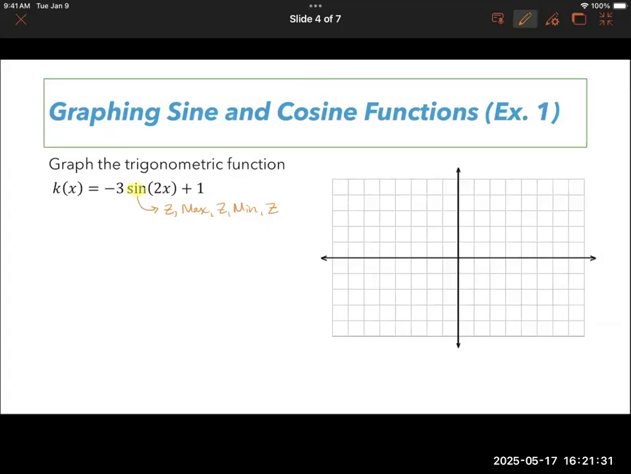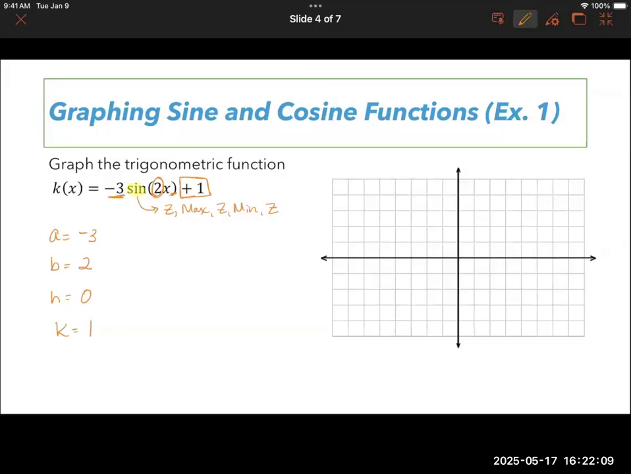But then we also want to identify those a, b, h, and k values. So our a value is going to be this -3 out in front. The b value is going to be the 2 that is our coefficient on x inside of the sine function. We're not adding or subtracting anything to the x inside, so h is just going to be a 0. And then our k value is what we're adding or subtracting out here, and that's just going to be a +1.